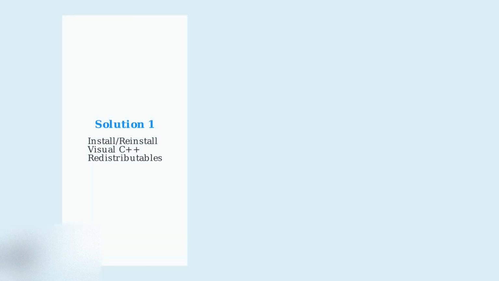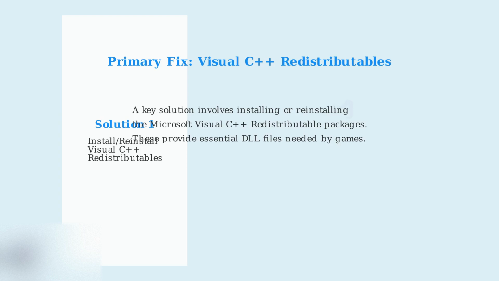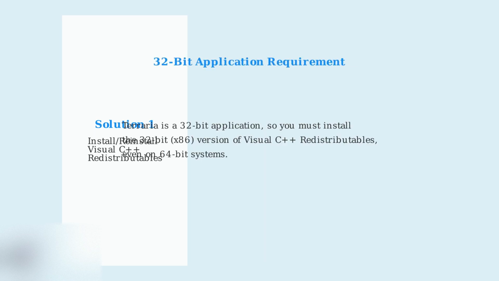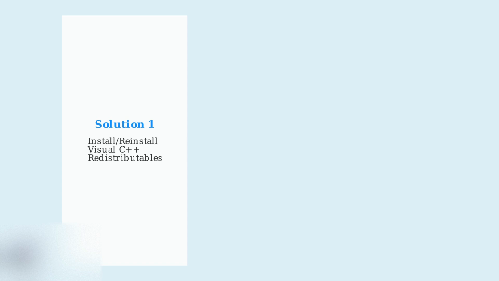A primary fix for the 0xc000007b error involves installing or reinstalling the Microsoft Visual C++ redistributable packages. These packages provide essential dynamic link libraries that Terraria needs to run properly. Since Terraria is a 32-bit application, you must install the 32-bit x86 version of the Visual C++ redistributables even if your computer runs a 64-bit operating system.